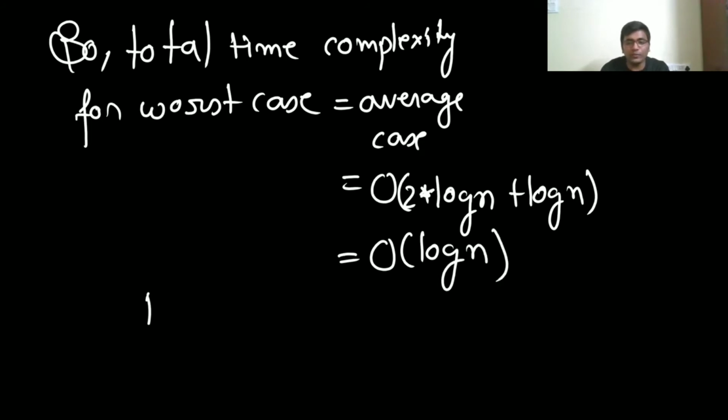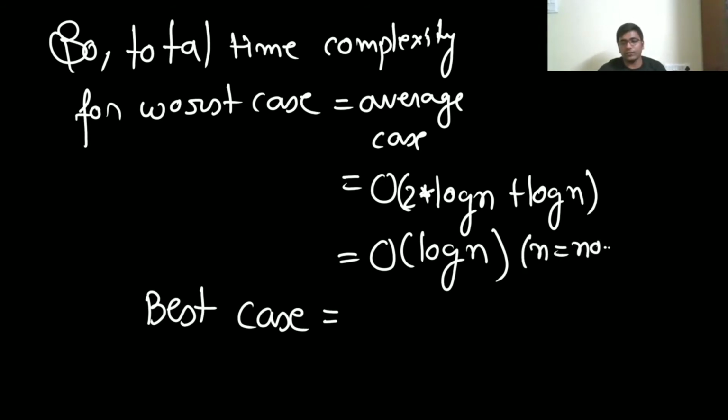Now, what is going to be the best case time complexity? Please comment. N is the number of nodes. What is going to be the best case? Think a little bit. The average is always almost going to be log n only.